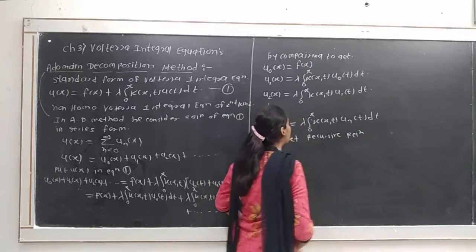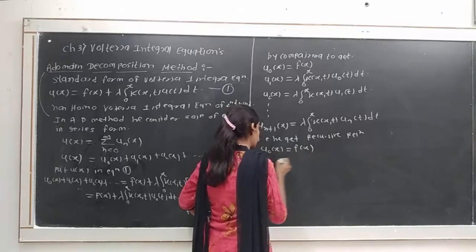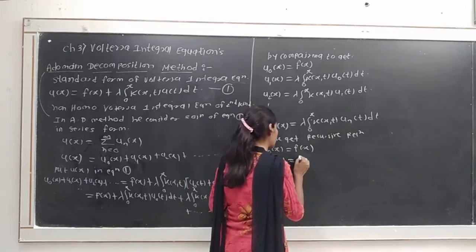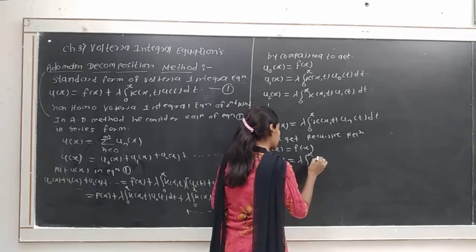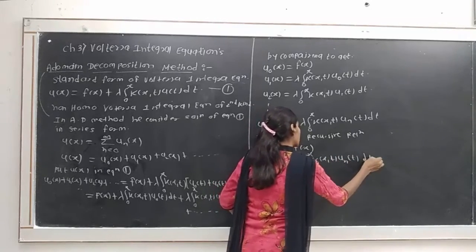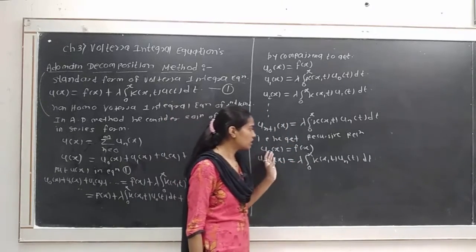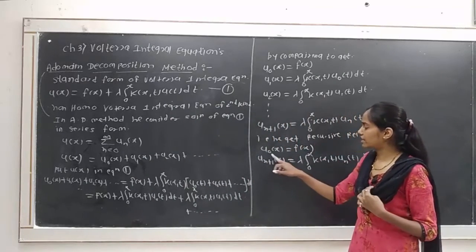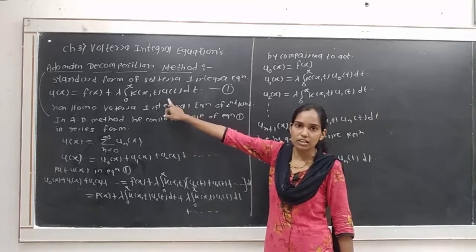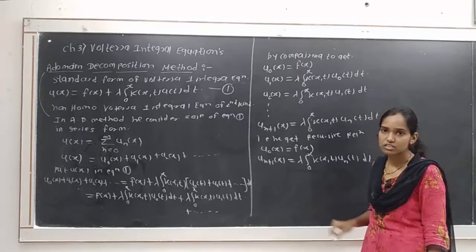we write it in simple form, that is u0 of x is equal to f of x, and all other components we can find using the recurrence relation un plus 1 of x is equal to lambda integration from 0 to x k of x t into un of t dt. Okay, so for finding the components we have to use this recursive relation. That means the first component, the zeroth component, will always be f of x, the function in the integral equation, and then all other components can be found by using this recursive formula or relation.